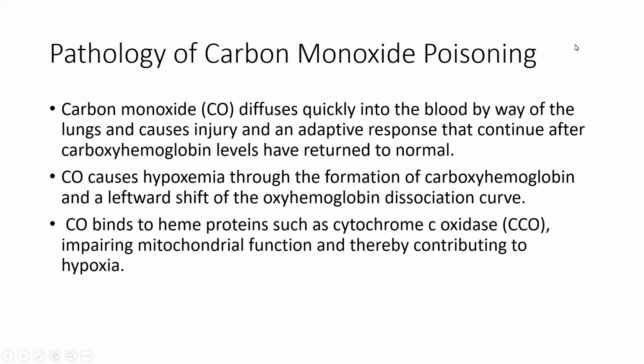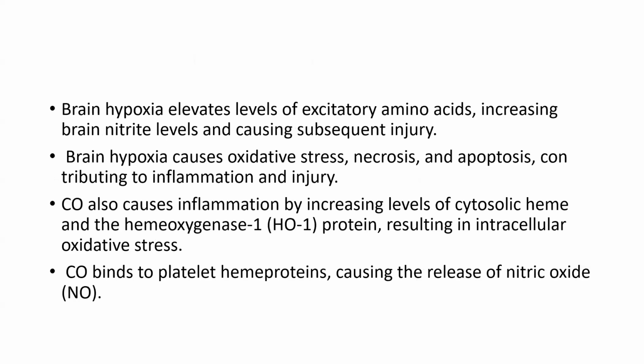Now, the pathophysiology of carbon monoxide poisoning. Carbon monoxide diffuses quickly into the blood by way of the lungs and causes injury and adaptive responses that continue after carboxyhemoglobin levels have returned to normal. Carbon monoxide causes hypoxemia through the formation of carboxyhemoglobin and the leftward shift of the oxyhemoglobin dissociation curve. Carbon monoxide binds to heme proteins such as cytochrome c oxidase, impairing mitochondrial function and thereby contributing to hypoxia.